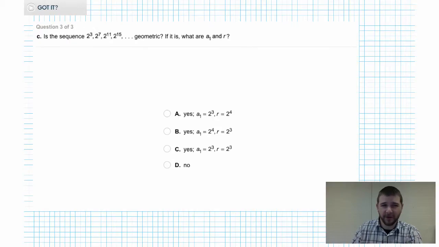And got it, question 3 of 3. Is the sequence 2 to the 3rd, 2 to the 7th, 2 to the 11th, 2 to the 15th, etc. geometric? If it is, what are a sub 1 and R? Work carefully. Make your selection from the choices below.